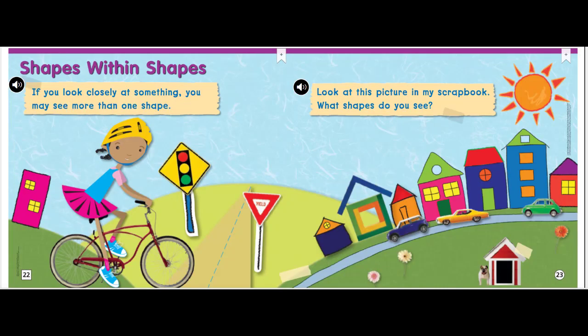Shapes within shapes. If you look closely at something, you may see more than one shape. Look at this door. It's a rectangle with squares on it. And this is a diamond, but if you turn it, it's a square. And then I see a rectangle, and then I see circles, lots of shapes. Look at this picture in my scrapbook. What shapes do you see? You can pause this if you want to talk more about all of the shapes that you see.